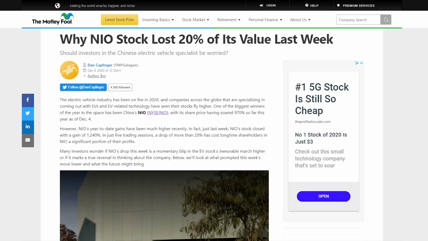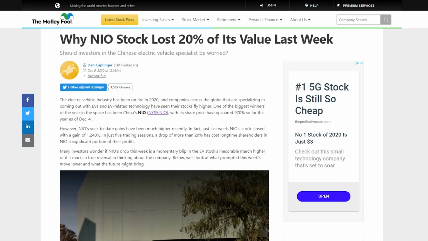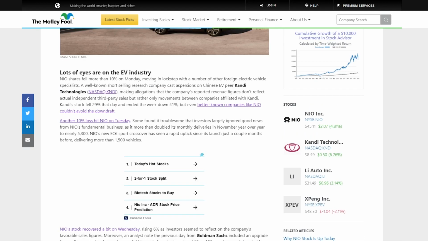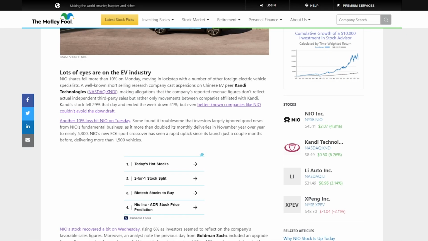But to transition over to why NIO lost 20% of their value last week, and like I mentioned, a lot of it was due to the fact that there was worries about delisting, but there's also a few other reasons as to why NIO and other EV stocks were being pulled down last week. Now these losses kind of started last Monday, where NIO fell around 10% on that trading day, and it was actually due to a short seller research company that kind of went after Kandi Technologies, making allegations that the company's reported revenue figures didn't reflect their actual independent third-party sales, but rather only movements between companies affiliated with Kandi.